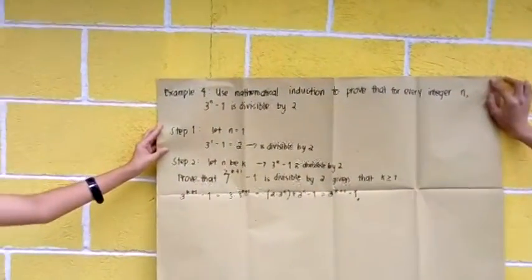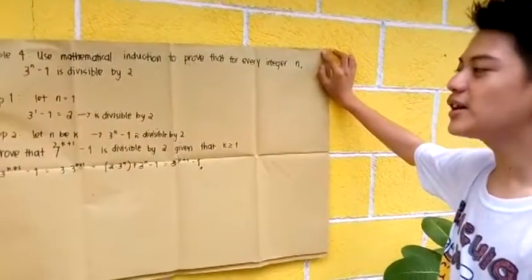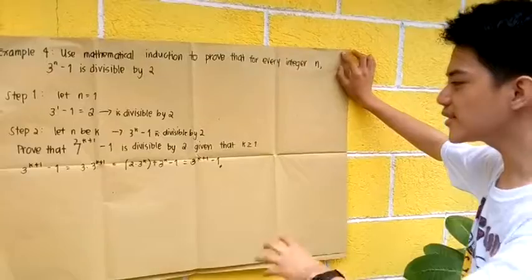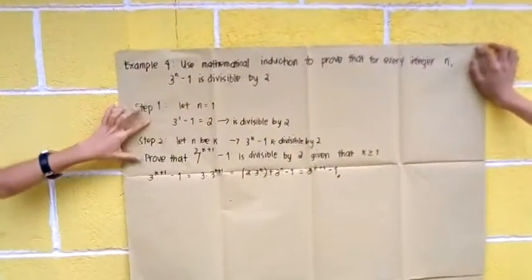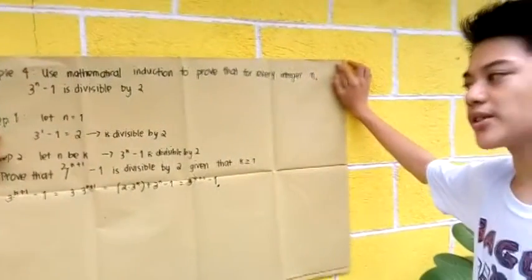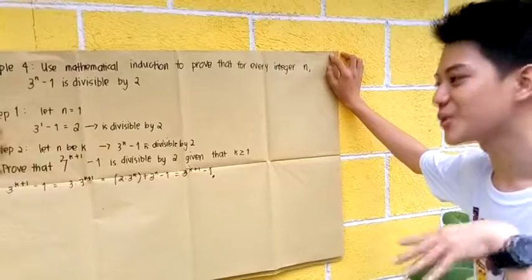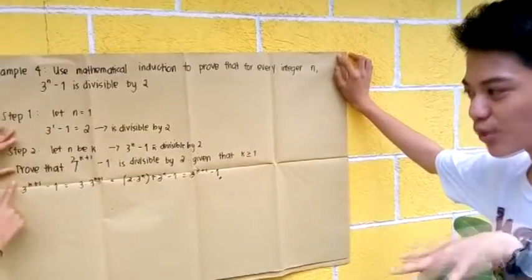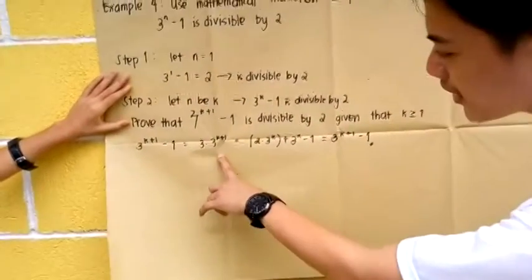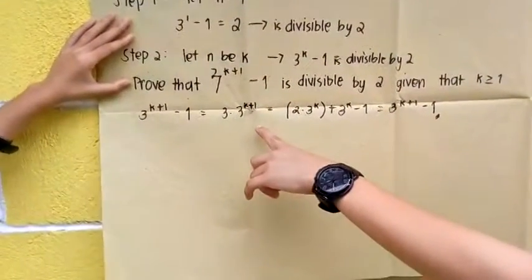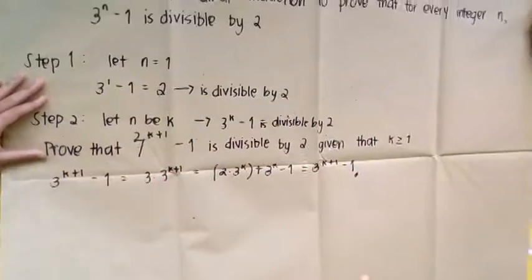Step 2, let n be k. Then we will have 3 raised to k minus 1, which is divisible by 2, proven in the first equation. Then we have to prove that 3 raised to k plus 1 minus 1 is divisible by 2, given that k is greater than or equal to 1. 3 raised to k plus 1 minus 1 is equal to 3 times 3 raised to k, minus 1.